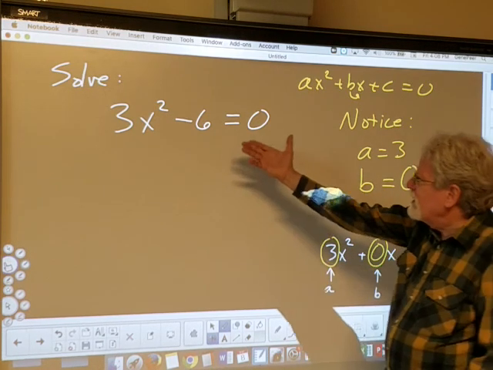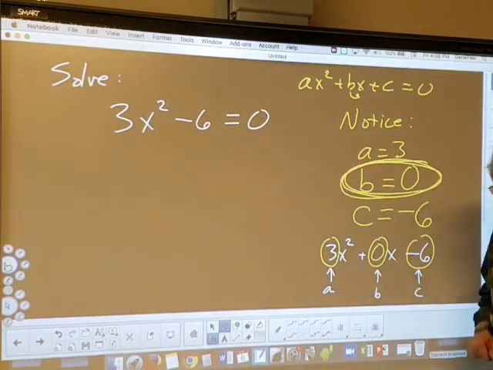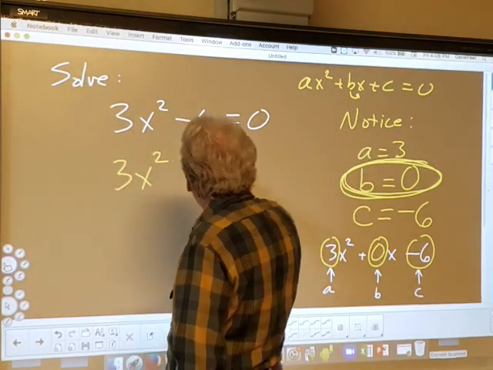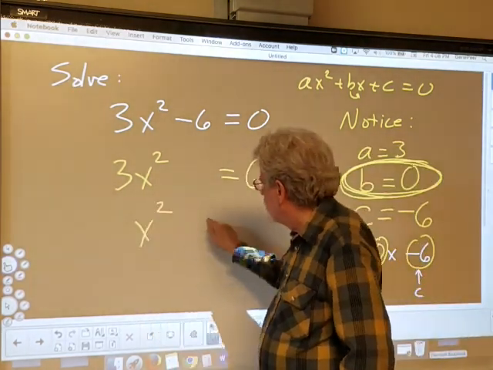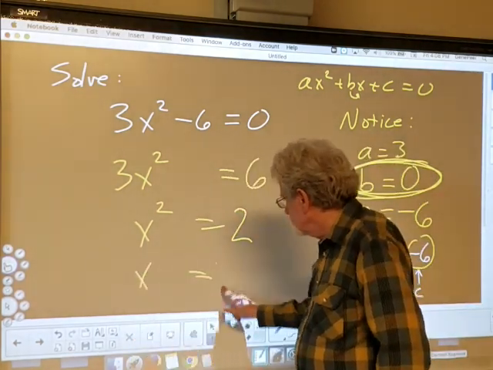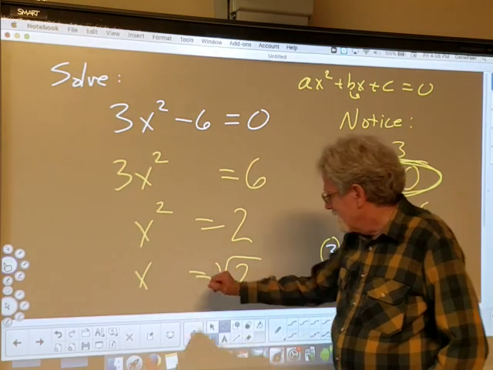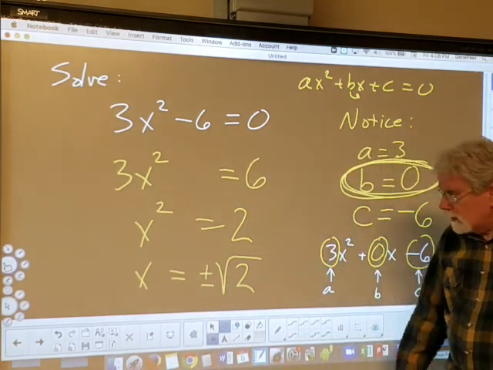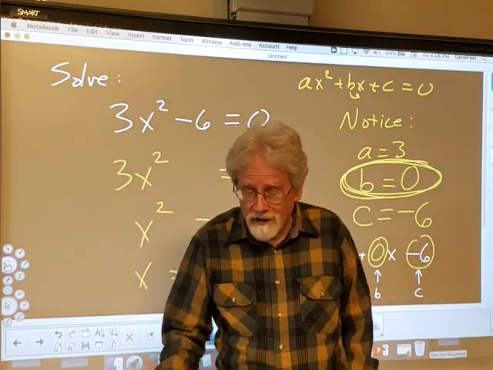So in the special case when there is no b value, when b is 0, there's a shortcut we can take. Anytime b is 0, here's what you can do. Add 6 to both sides. Hey, let's divide by 3. And then take the square root of both sides. And what mistake did I just make? That's right. I have to make it plus or minus the square root of 2. That's vitally important. If you don't use the plus or minus, you're missing half of the correct answers and you're in trouble.